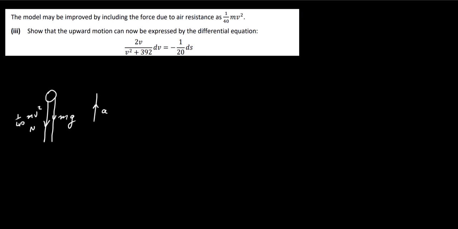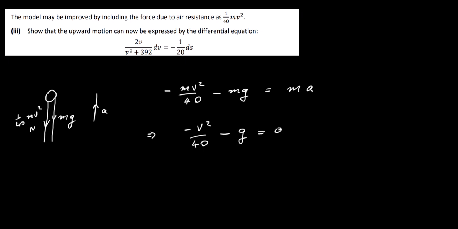So let's have a look at writing down an equation with all these forces. The forces downwards would be minus mv squared over 40, and also minus mg, its weight, and that should be equal to its mass times acceleration. Its mass we don't know, and its acceleration. So what we can do first is get rid of the masses. So we've got minus v squared over 40 minus g is equal to a.